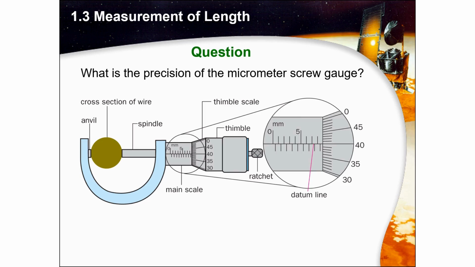So if we add 8.5 plus 0.40 millimeter, you have 8.90 millimeter. Let's go to the next part about zero error.